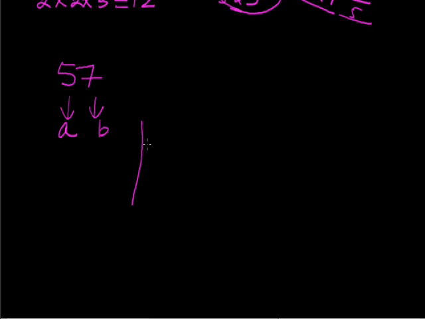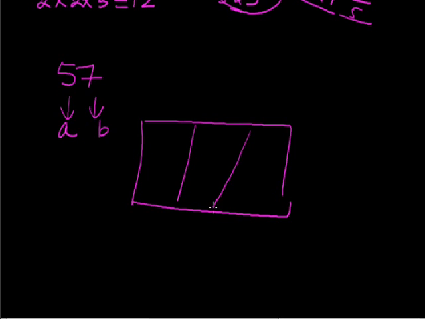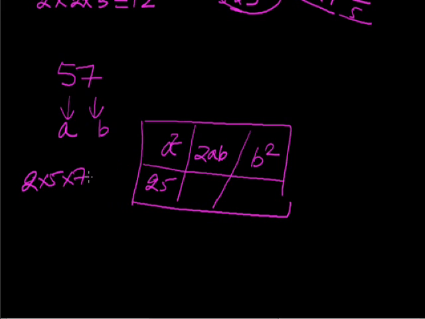Make a column. The first column put a square, second column put 2ab, third column put b square. A is 5, gives you 25. 2ab can be calculated separately over here, gives you 70. B square is 49.